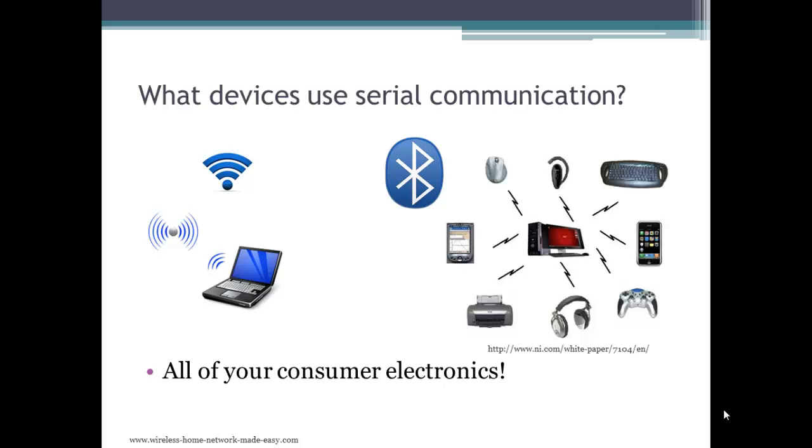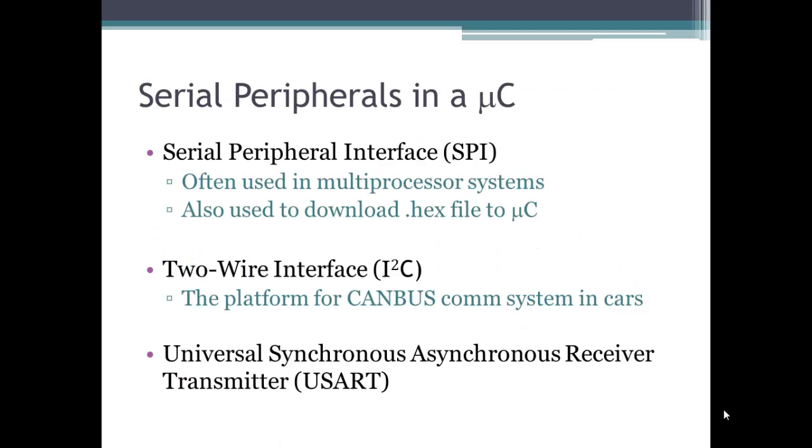Some of the devices that use serial communication are almost all the consumer electronics you use in your daily routine. Wi-Fi for a laptop to a wireless station is serial communication. All your Bluetooth devices also send data one bit at a time over a wireless or radio link. Depending on the protocol, whether it's Wi-Fi or Bluetooth, they still transmit data one bit at a time, and thus are serial.